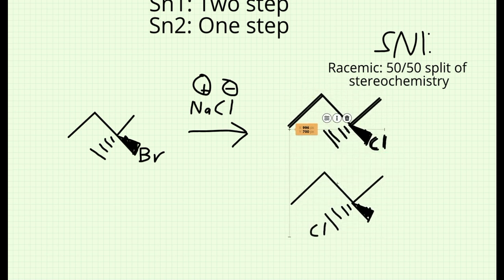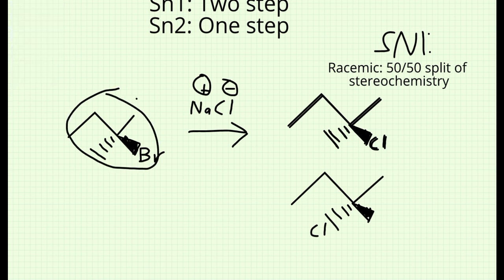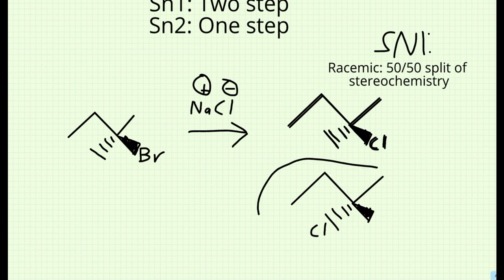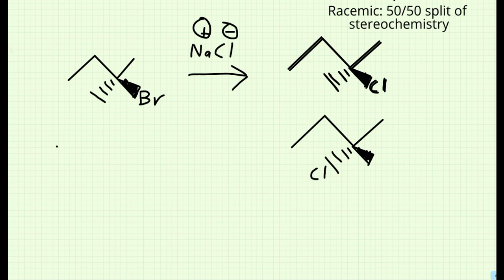Say you had 1 gram. Sorry, this molecule looks pretty bad, but you just have to bear with me. If you had 1 gram of this starting molecule, you would have half a gram of this and half a gram of that, where the chlorine is on the dash, and then one where the chlorine is on the wedge. So it's racemic, a 50-50 split, because if you think about it, it does make sense.